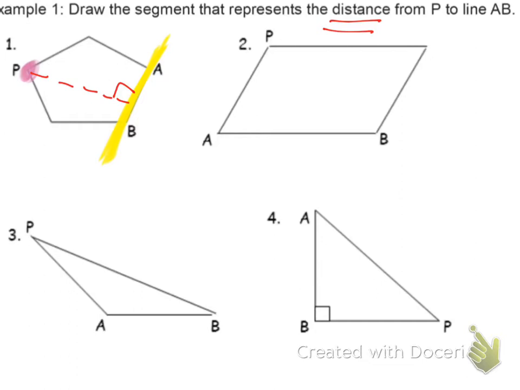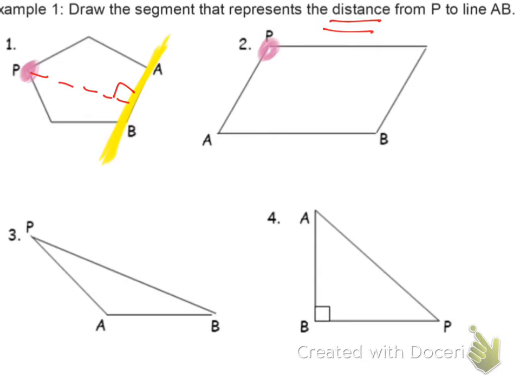Sometimes if it helps, you can grab a piece of paper and put that piece of paper up in between that yellow line and that red line, because the edge of a piece of paper is perpendicular. It's 90 degrees. So you could just put it up there and make sure that that is actually perpendicular. Okay, on number 2, so again, we're starting with point P.